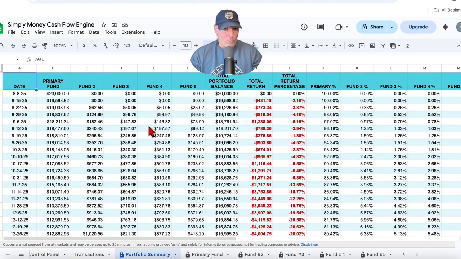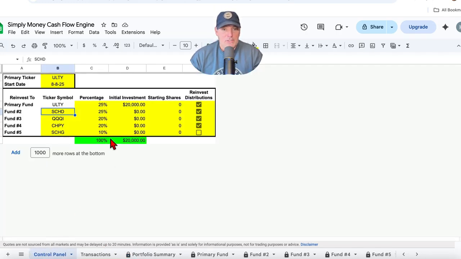Now I have, again, 25% of it going to Ulti. We could change that to 50% or 80% and see what happens. And we could play with that here in a minute. But what I want to show you now is we're going to change the primary fund to Chippy, and we'll change Fund 4 to Alti. Now we're going to assume that we have bought into Chippy as our primary fund, and we're going to buy some Alti down here at the end and see what happens.